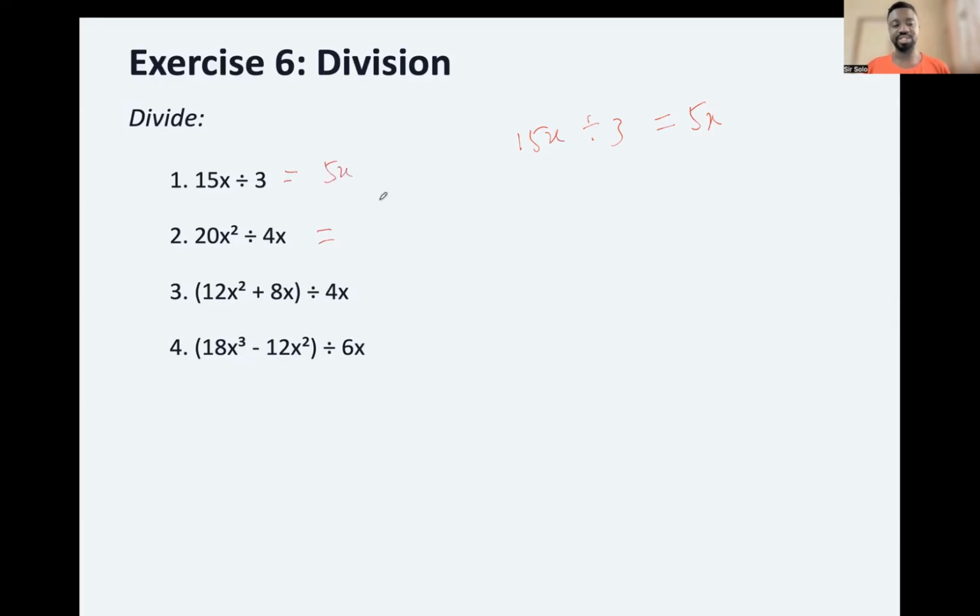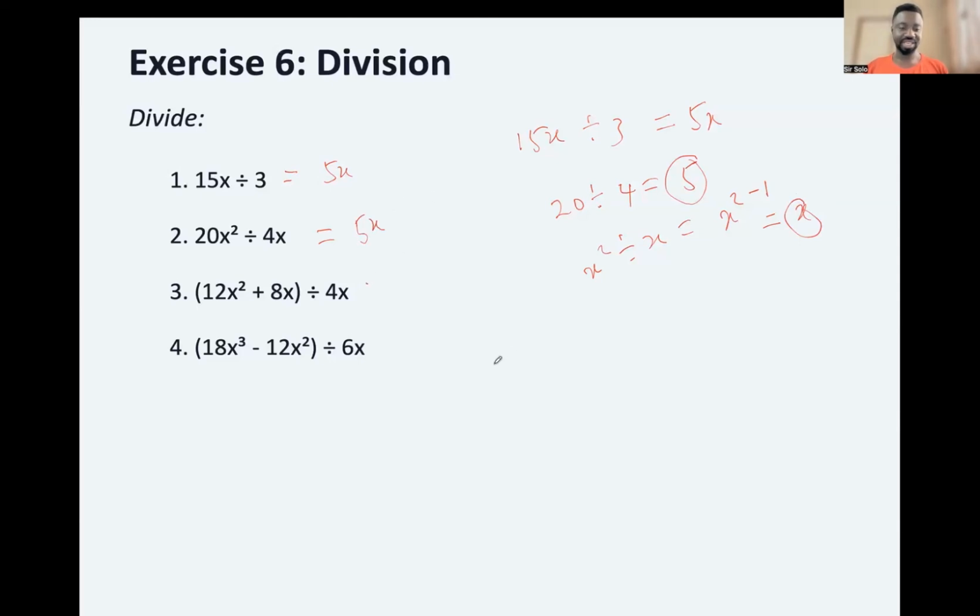Next thing is 20x squared divided by 4x. We divide the coefficients: 20 divided by 4 is 5. And x squared divided by x will be x raised to the power 2 minus 1. When you are dividing powers, you subtract the powers. So you have x to the power 1, and you are going to have 5x. Good.